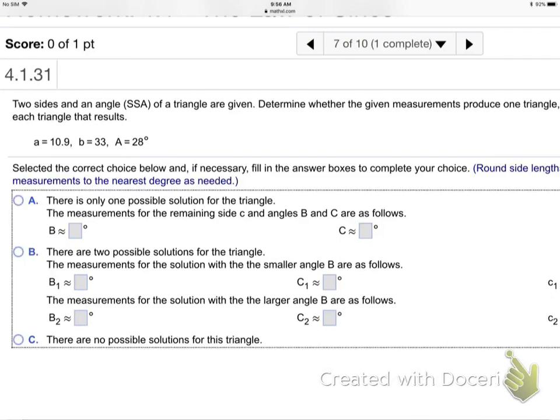Okay, so there we go. Let's try it again. A is 10.9, B is 33, capital A is 28. Try the same thing again. And you'll know if you hit sine inverse and you get error, that's how you'll know there's no possible triangle. It's when you hit sine inverse.